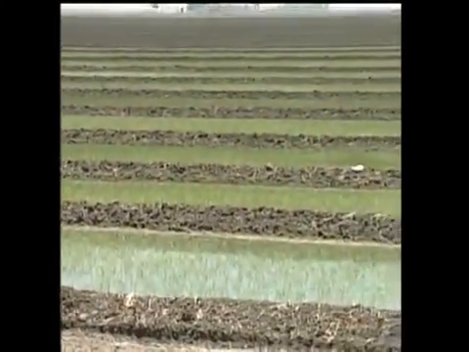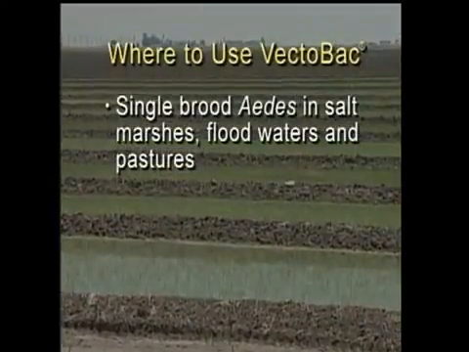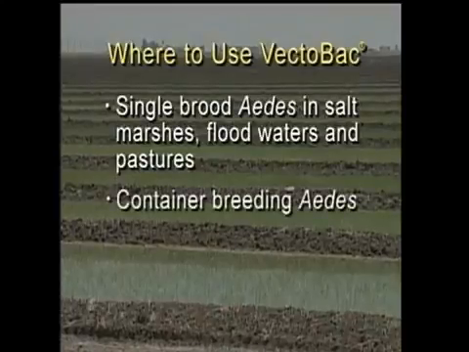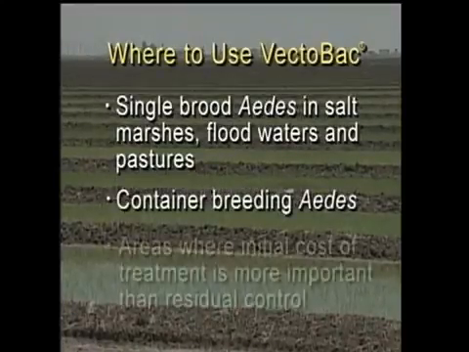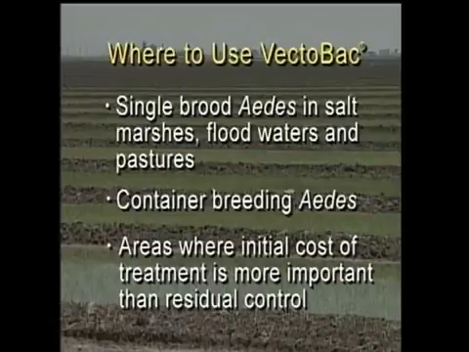Vectobac is most effective with the following species and habitats: single brood Aedes and Ochlerotatus in salt marshes, floodwaters, and pastures, container breeding Aedes, and other areas where the initial cost of treatment is more important than the residual control.